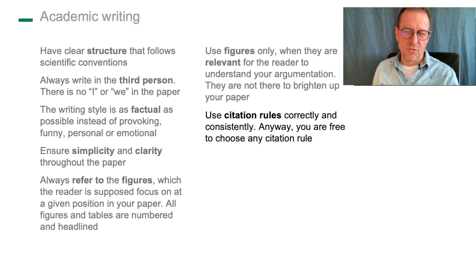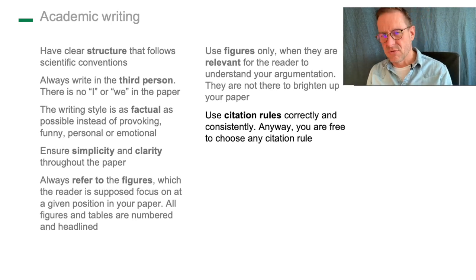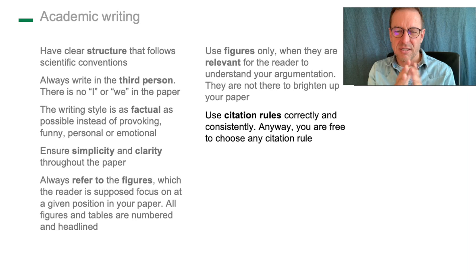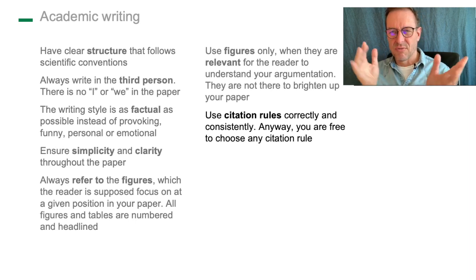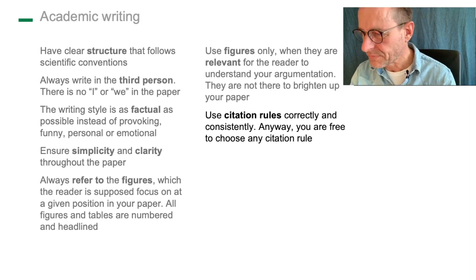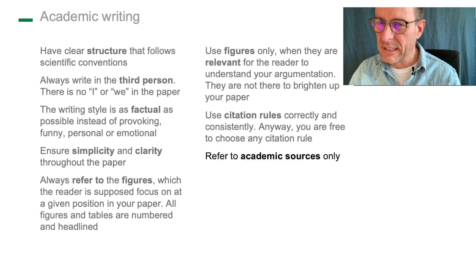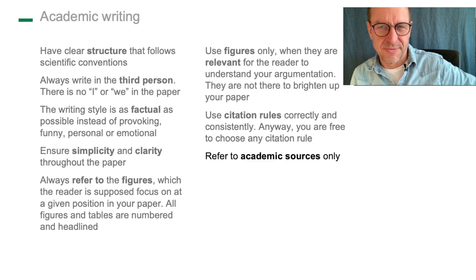You need to use citation rules, and whatever rule you take, be consistent. I don't want to tell you to use this citation rule or that citation rule. Just be consistent. Depending on where you want to publish your paper, you have to follow certain citation rules, but the standard rule is that when you start using a citation rule in the beginning of your paper, you also have to stick to it throughout the rest of your paper. Yeah?